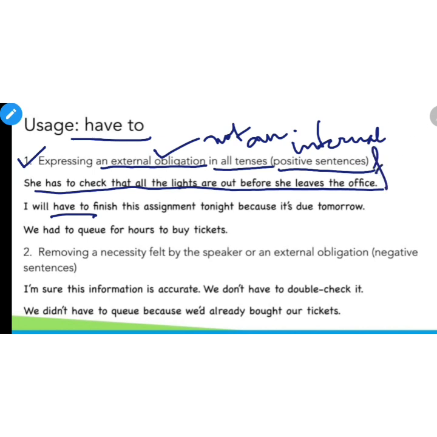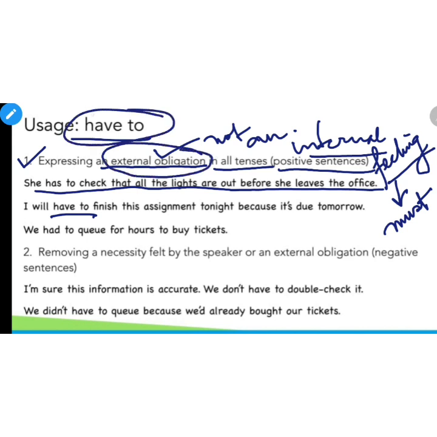For internal feeling, we use must, and for external obligation, we use have to in all tenses but positive sentence. So I will have to finish this assignment. It is an external obligation. She has to check that all the lights. It is an external obligation. We had to queue for hours to buy tickets. It is an external obligation.